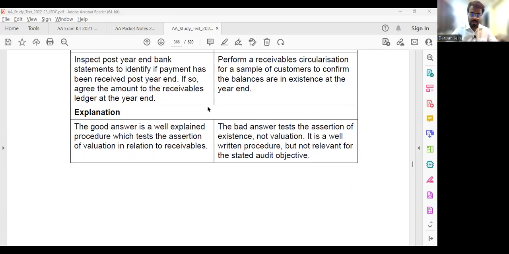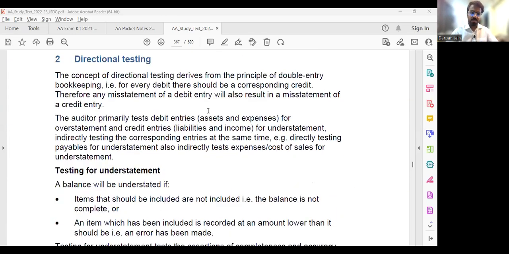Okay. Now, let's go to the next point, which is called directional testing. What do you mean by directional testing? This topic deals with the direction in which you are going when doing a procedure, which determines which assertion you are testing. For example, when you're testing the assertion of existence of fixed assets, we just saw an example above.